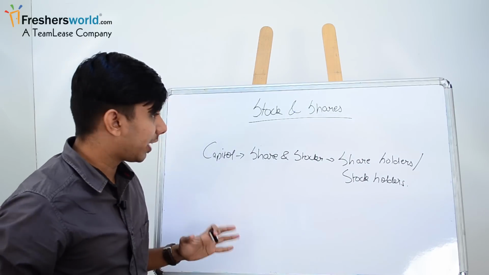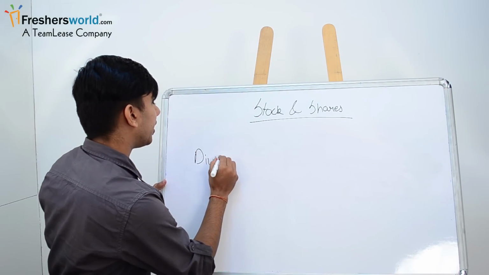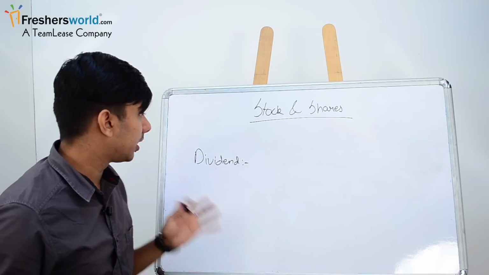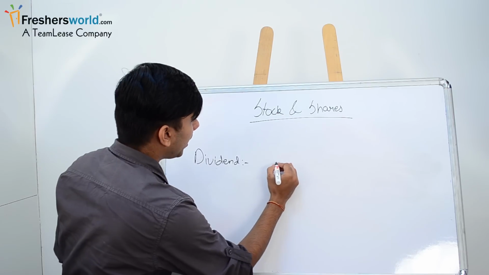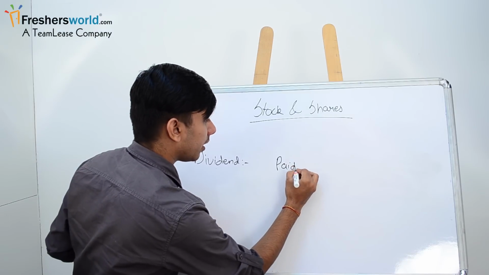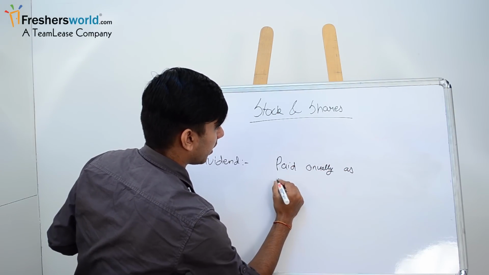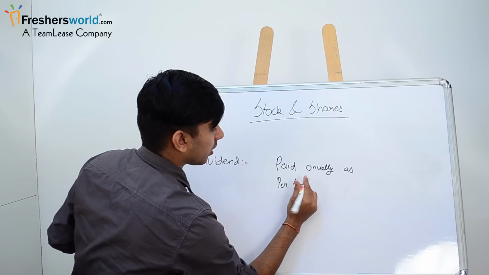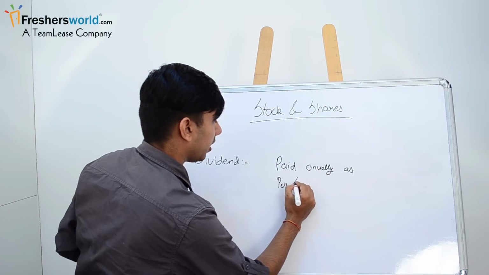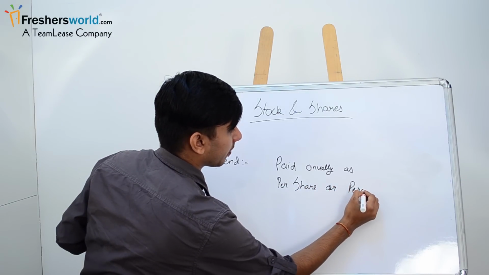So the next topic is dividend. So what is dividend? Dividend is the annual profit which we distribute among our shareholders. You should keep in mind, dividend is paid annually, as per share or as a percentage, as per share or percentage.